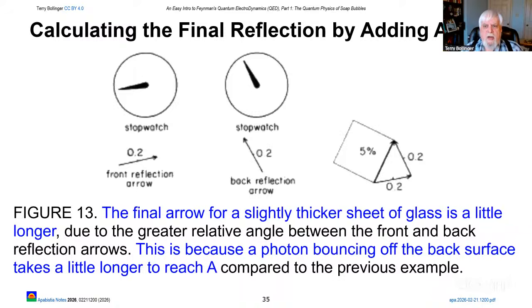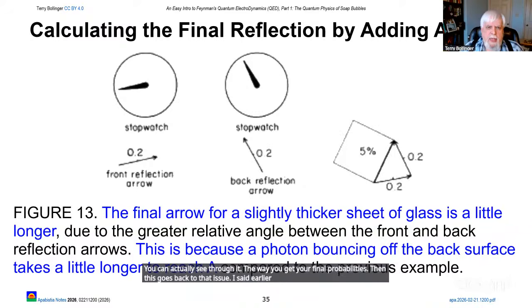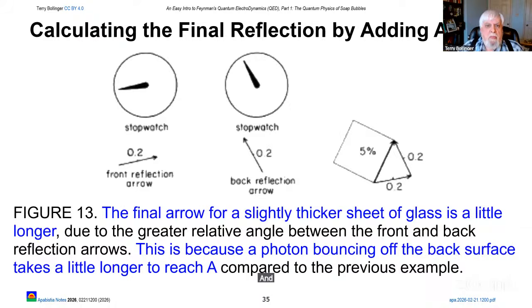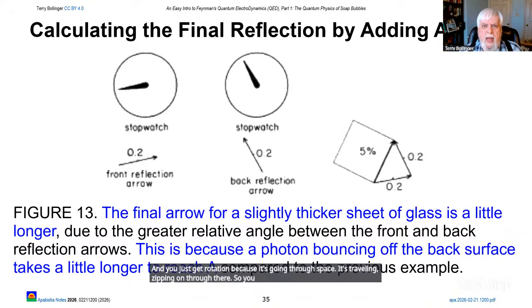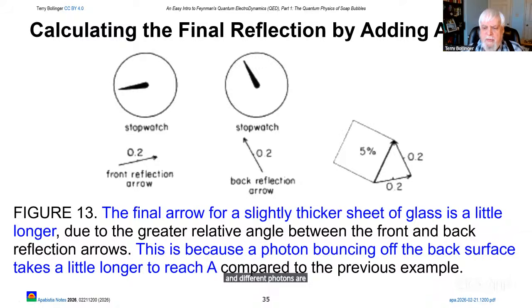The way you get your final probabilities then, this goes back to that issue I said earlier. So yeah, you got these arrows, and the arrows are just the square root of probabilities, but where in the heck do the arrows come from? Well, they come from two things. You get reversals due to reflection, and you just get rotation because it's going through space. It's traveling, zipping on through there. So you want to calculate how fast it's going to turn for a certain length. And different photons are going to have different amounts of rotation as they go through a film.